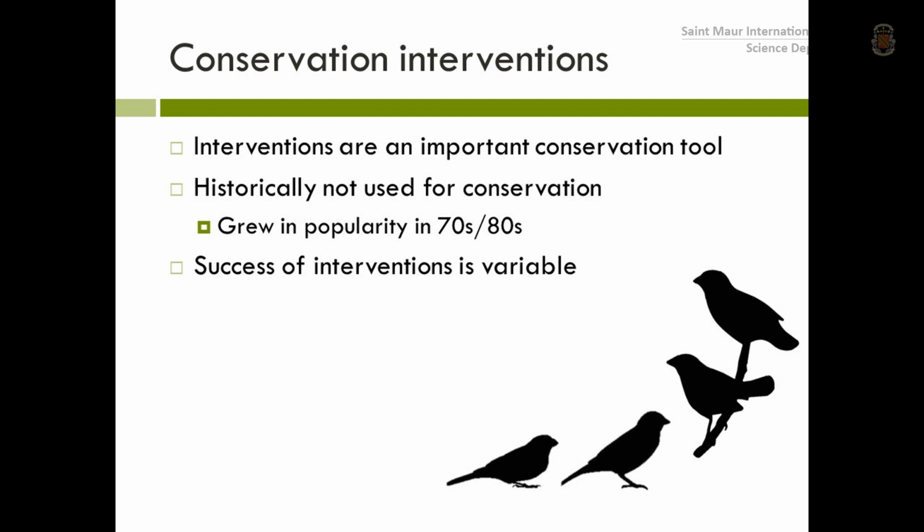And in around the 70s or 80s, a couple of really high-profile examples for conservation worked really well. And then people decided that this was a great idea and it's how we should be doing conservation. Now, the success of these is really variable. Some of them it works quite well. Some animals just don't respond to it at all.